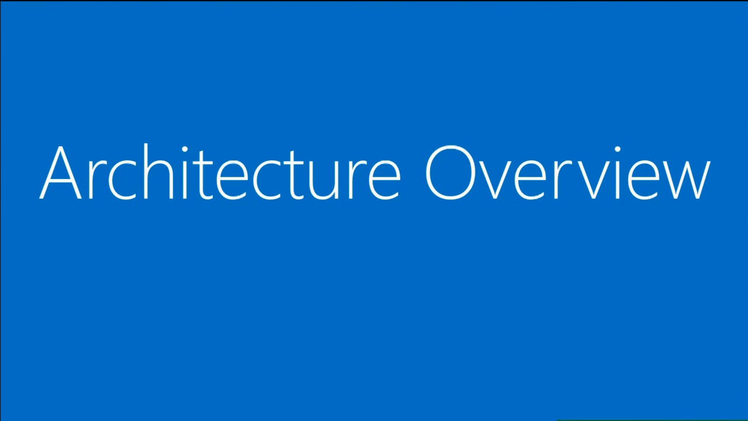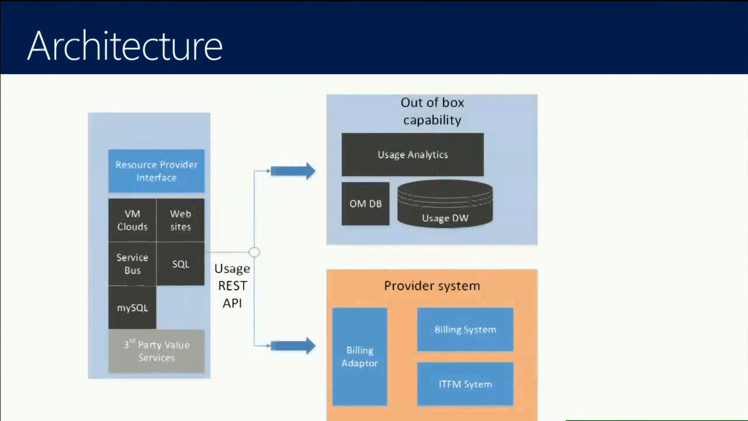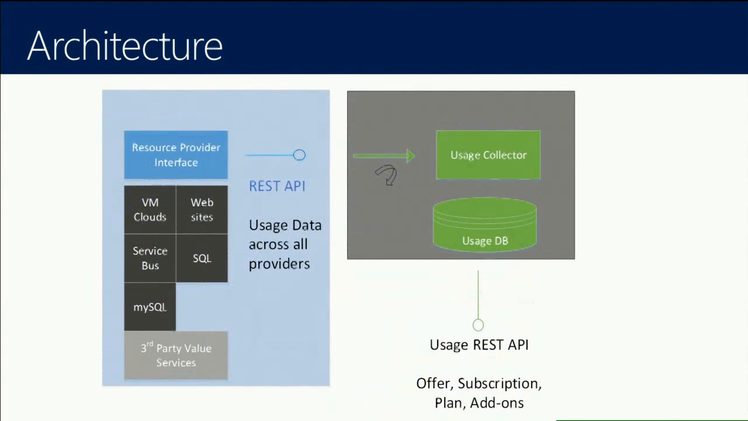We also understand the elastic model of these cloud services, and we want to provide micro and macro level analytic data to help you analyze consumption. Now, there are four key things that you're going to get out of the box as part of this system. One is continuous usage metering per tenant subscription.